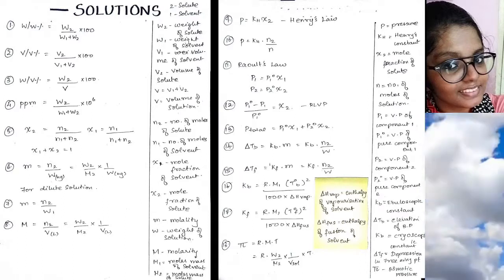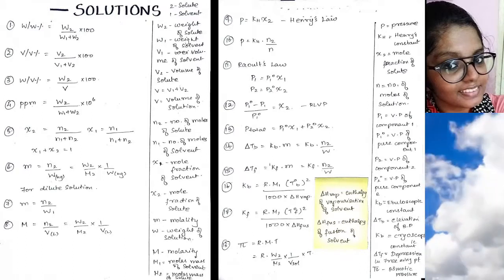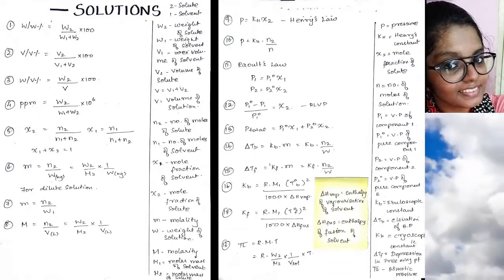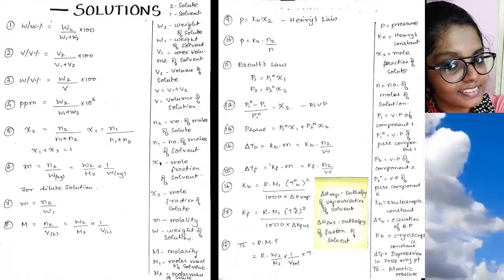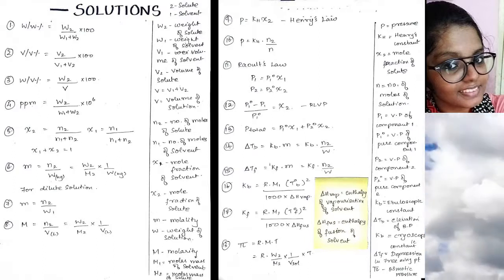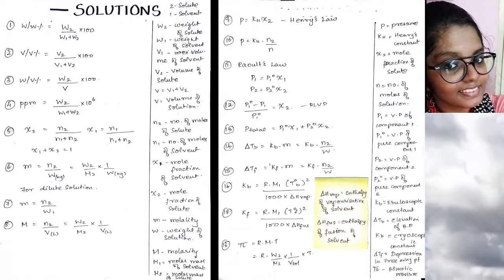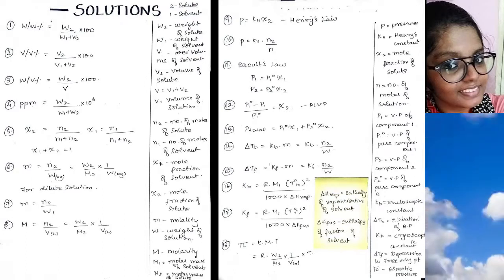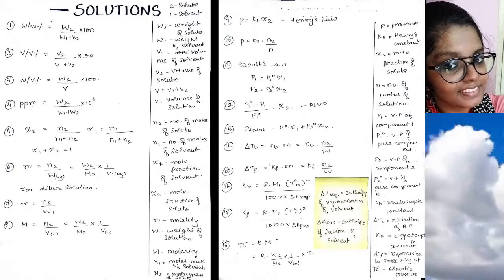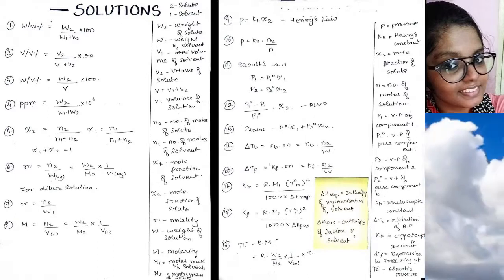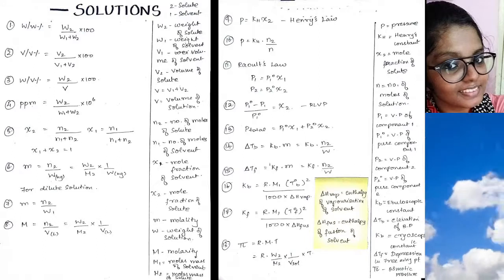Lowercase m, molality, is equal to N2 divided by W in kg. That is equal to W2 divided by M2 into 1 by W in kg. For dilute solution, molality is equal to N2 divided by W1. Molarity, uppercase M, is equal to N2 divided by V in liters, that is equal to W2 divided by M2 into 1 by V in liters.